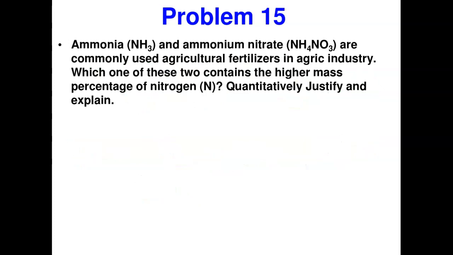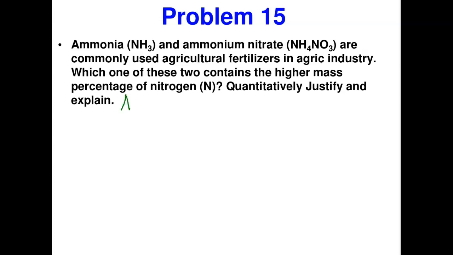The next problem. Now, the next problem is an interesting word problem. I usually like this kind of problem. It says ammonia and ammonium nitrate are commonly used agricultural fertilizers in agric industry. It says which of these two contains the higher mass of percentage of nitrogen? Quantitatively justify and explain. Quantitatively means solve the math. That is the logic I need.